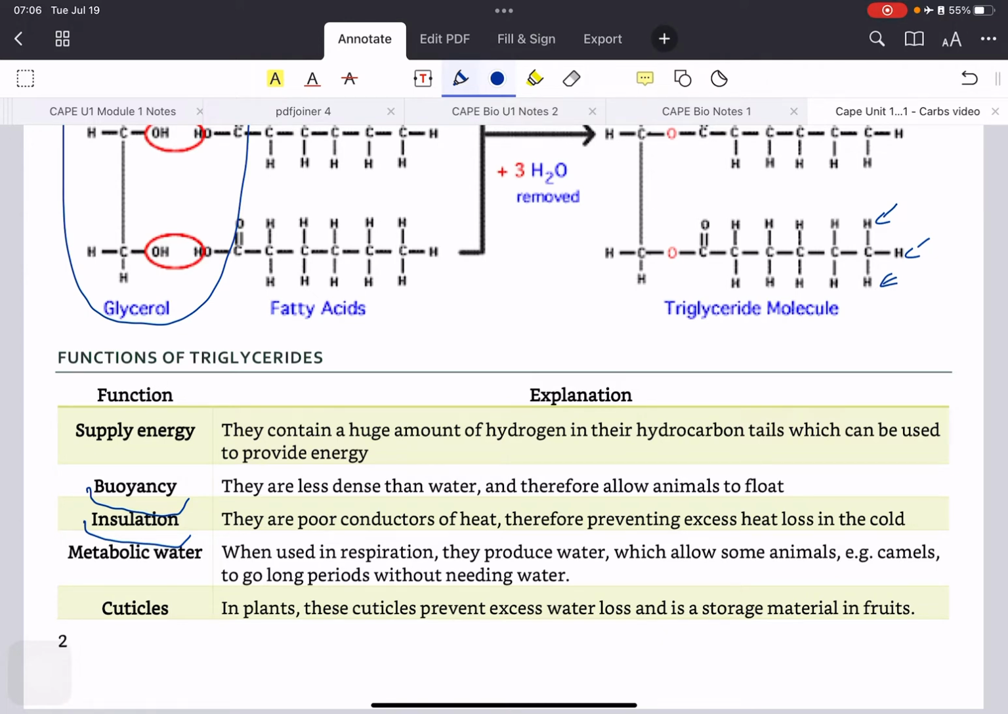Metabolic water is an interesting one. I already said that the fats participate in respiration. But animals like camels, which have the big hump on their back, that is almost totally fat. So when that fat is used in respiration, water is a byproduct of that reaction. Therefore, they could travel long distances without having to drink any water at all. Okay, so that's how they could do that. And finally, in plants, cuticles on the leaves and stems are like a waxy layer made out of fat, and it prevents excess water loss.